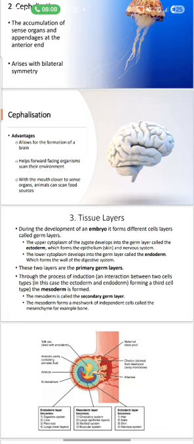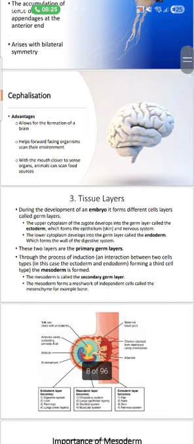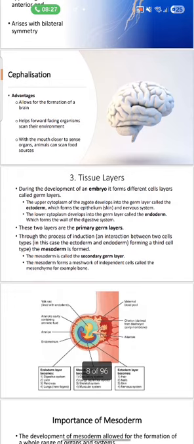Through the process of induction and interaction between two cell types, in this case the ectoderm and endoderm, a third cell type forms, which is the mesoderm. The mesoderm is called the secondary germ layer. The mesoderm forms a meshwork of independent cells that are called the mesenchyme, for example, bone.